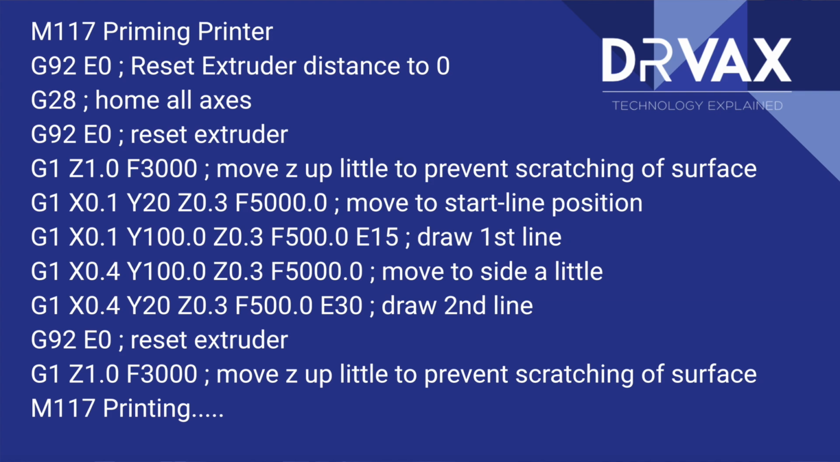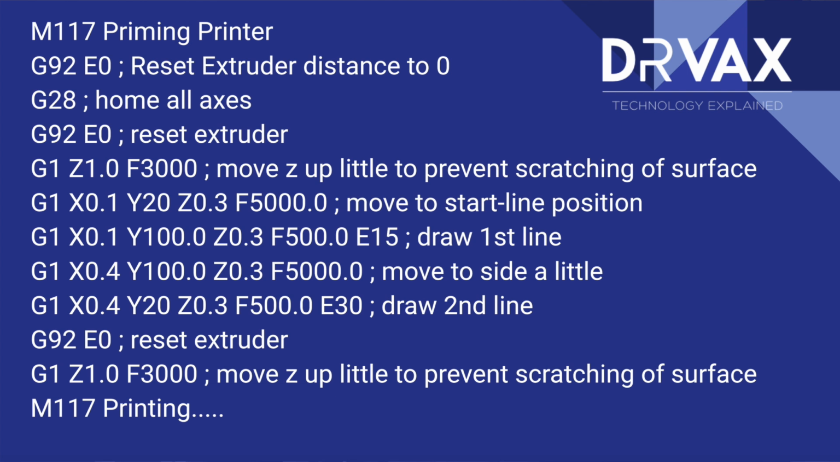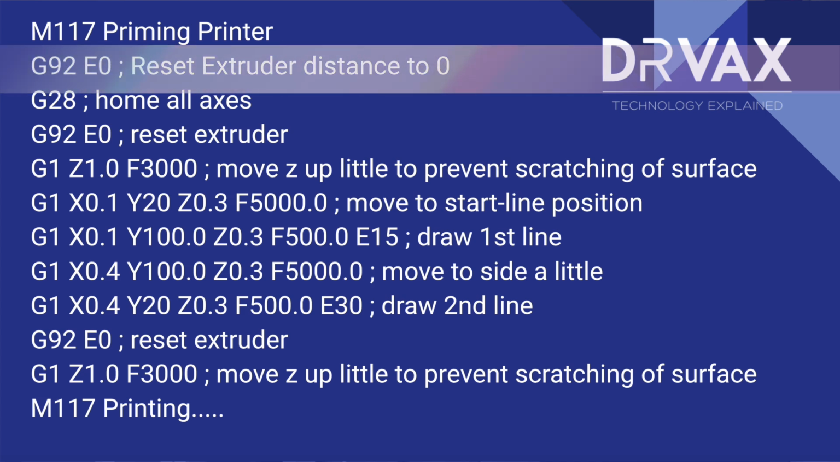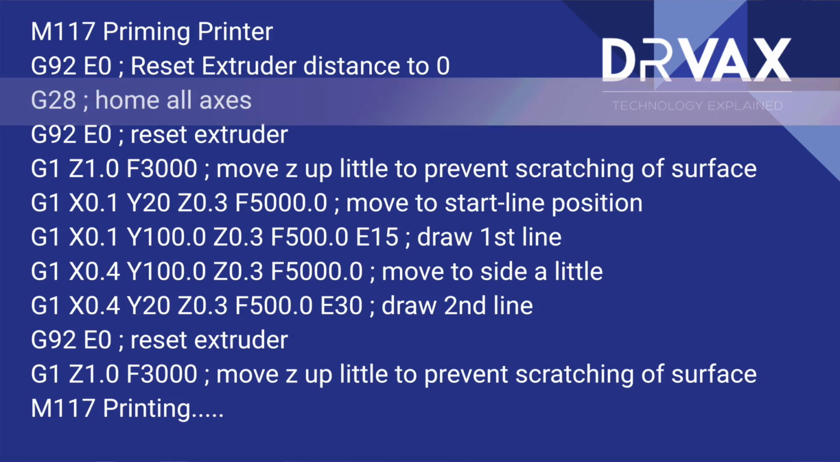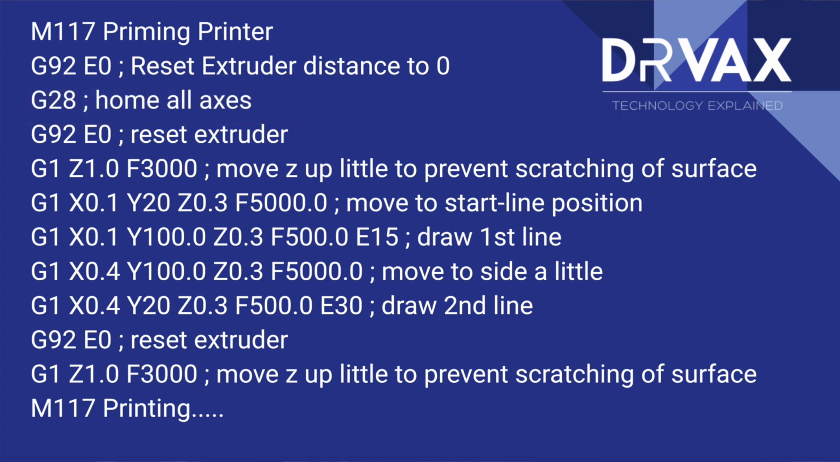Okay, now let's look at some G-code together and walk through it to get an idea. This is G-code that's sent to a printer by the slicer before every print. And this is typical of the types of things that are done. So the M117 command at the beginning puts a message on the LCD panel. Then it resets the extruder's distance to 0 so that all future print commands will be relative to that 0. It homes all the axes.